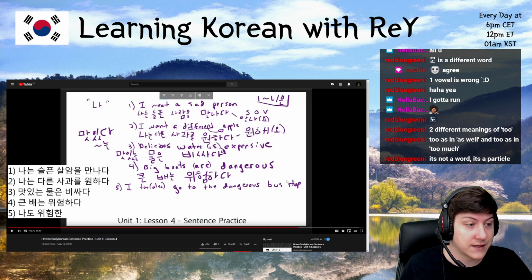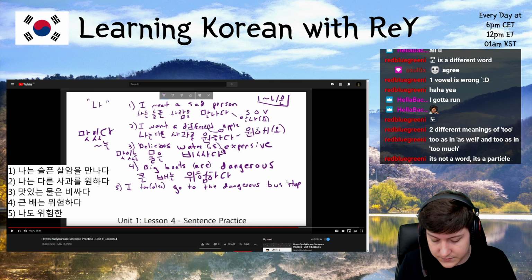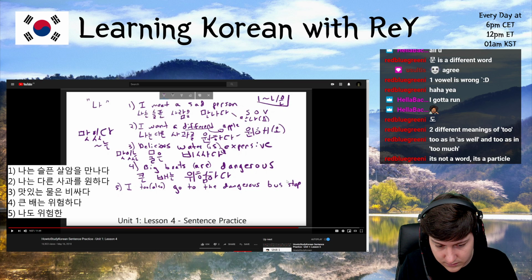Dangerous, so that's dangerous, and now we need bus stop. Bus stop. It's like, pause.